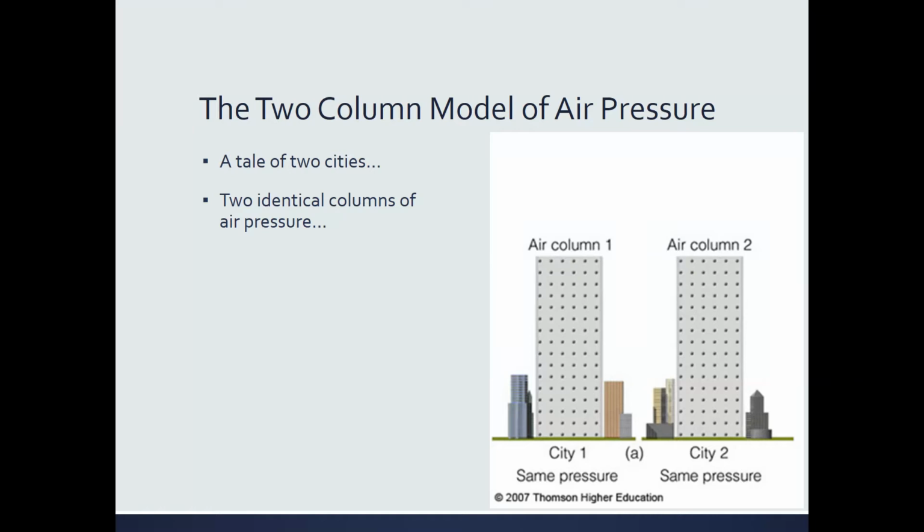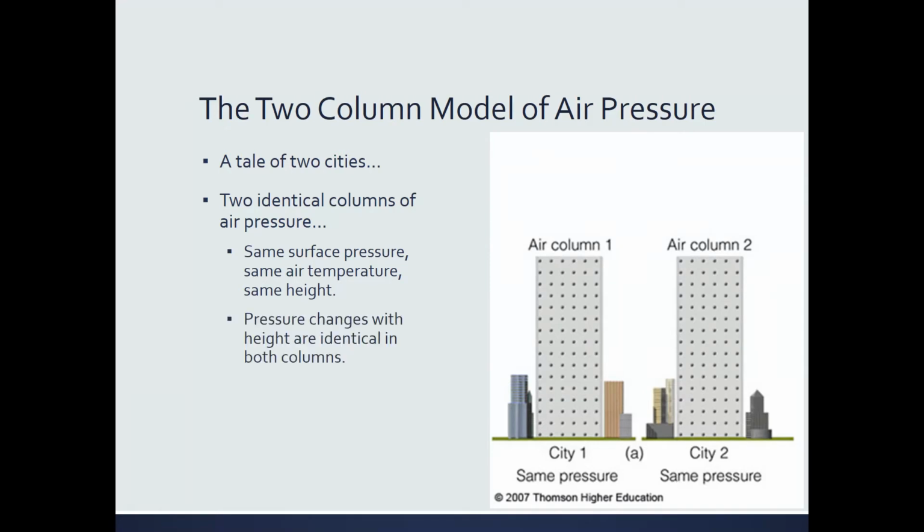So let's say we have two equal columns of air. Same heights, same widths, same surface pressures, therefore same number of molecules in each. And these two columns of air are standing right next to each other. We have air column 1 over here, air column 2 over here. Now let's play mad scientist with these columns a little bit.